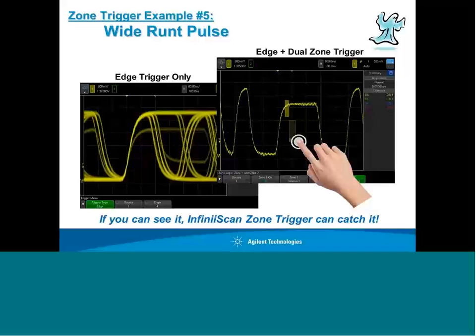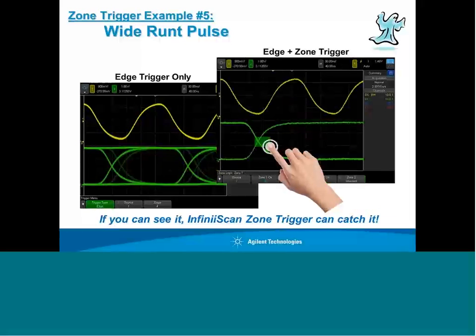So the zone triggering capability, what its real value is, is ease of use. We could have set up all these trigger conditions using the advanced parametric triggering, but visual triggering, drawing boxes in the area of the problem signals, is much easier and much more intuitive.